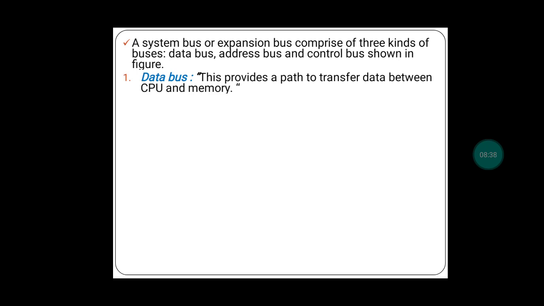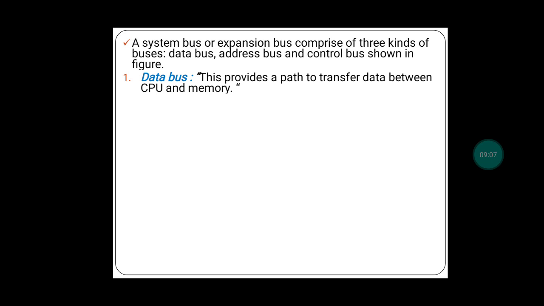Okay, the first bus comprised by the system bus is the data bus. So what is this data bus? This data bus provides a path to transfer data between CPU and memory. The name itself implies this bus is carrying data, between CPU and memory. Okay, so remember what a data bus is.